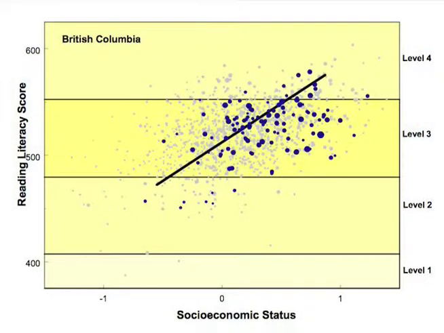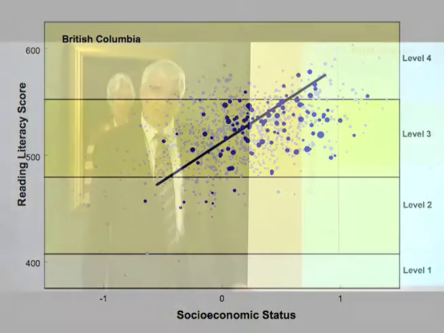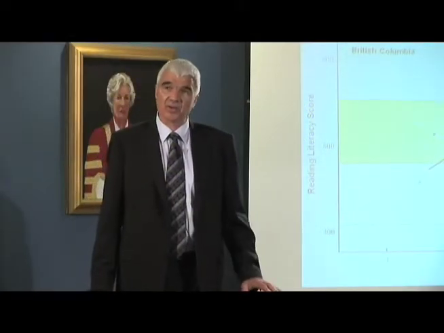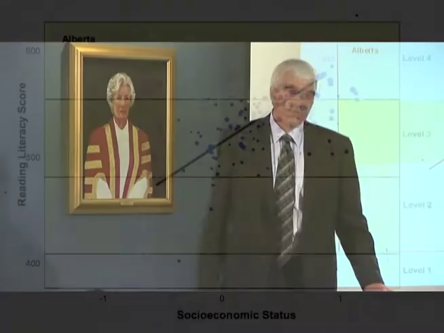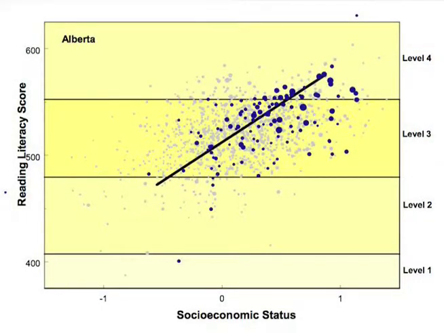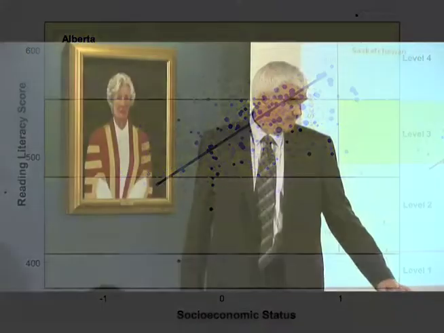There's British Columbia. As you might expect, because it's a relatively affluent province, its dots are over on the right-hand side of the graph. But most of them are below the regression line. In other words, they're doing okay, but they're not doing that well, given their socioeconomic status. Here's Alberta, which is very affluent, and you can see its dots are way over on the right-hand side, and quite spread out, some of them above the line, some of them below the line.